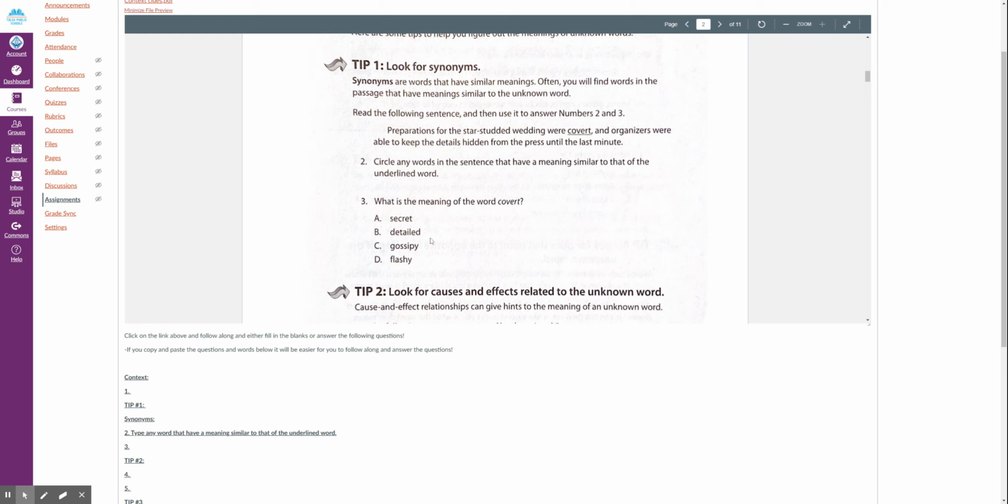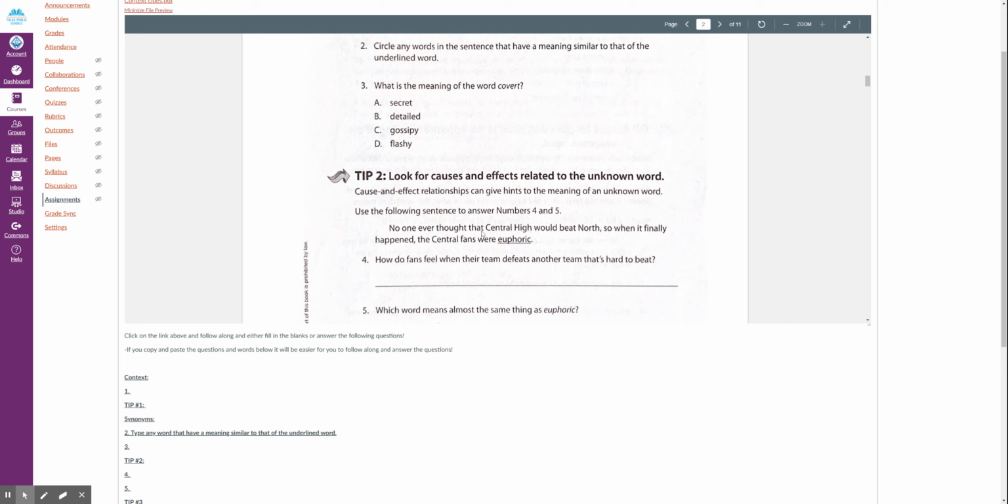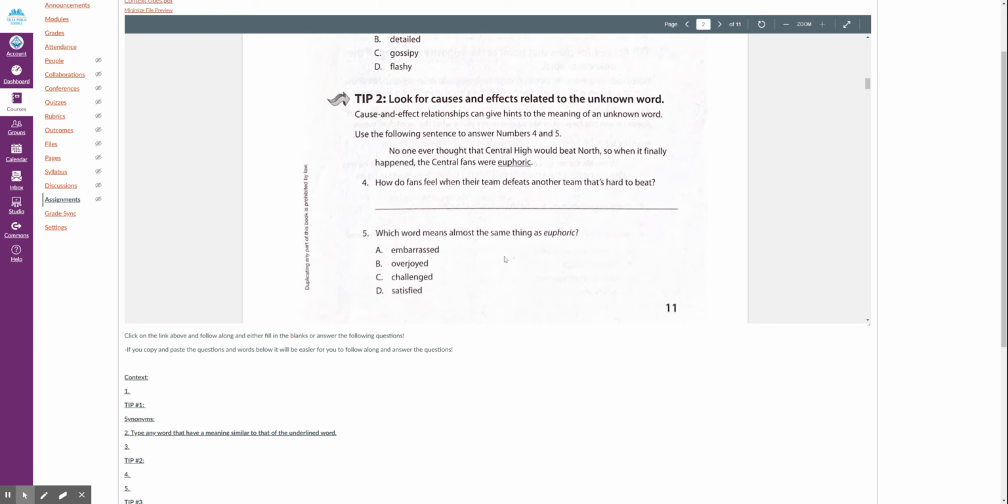Number three, what is the meaning of the word covert? Is it A, secret? B, detailed? C, gossipy? Or D, flashy? The answer is going to be A, secret. Hidden and covert are the same thing. It's secret. If you hear about a covert operative, they're a secret operative. They're hidden. They're like a secret agent, a ninja. So covert is secret.